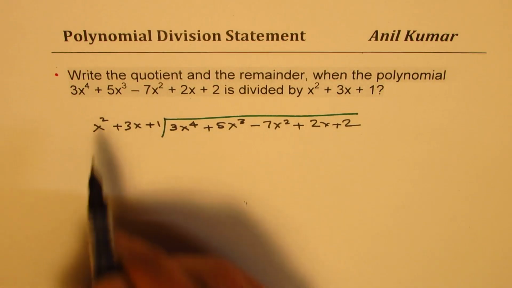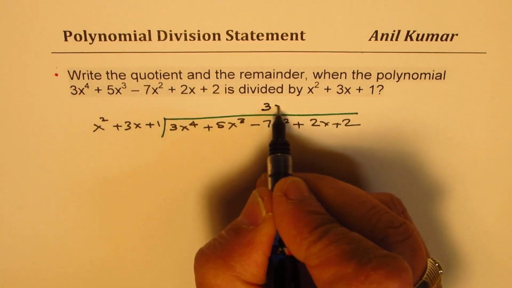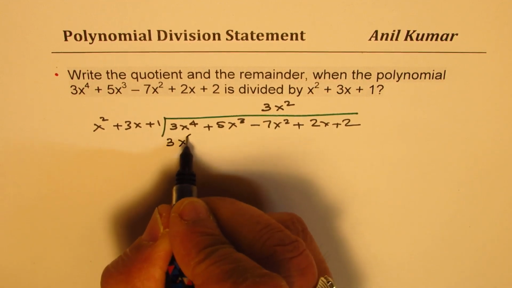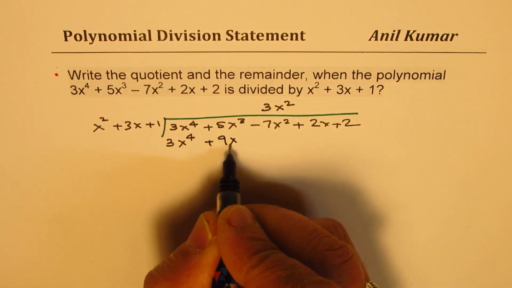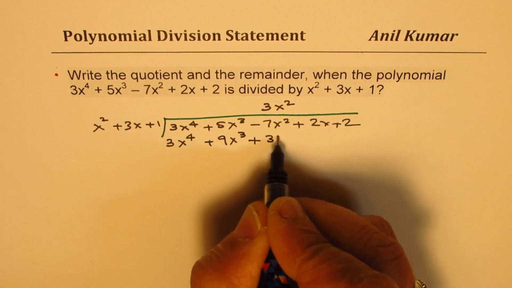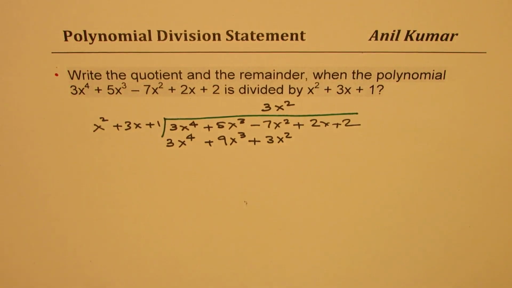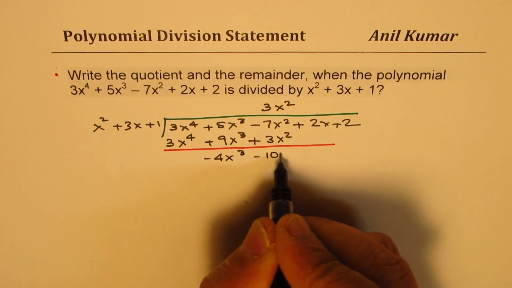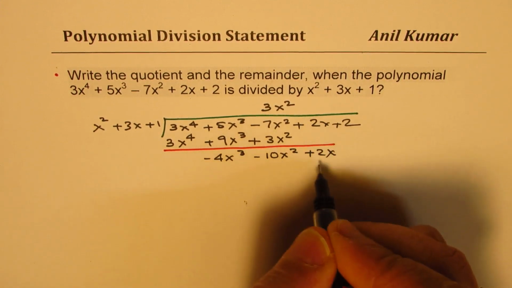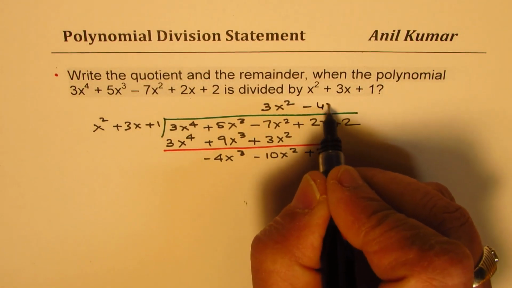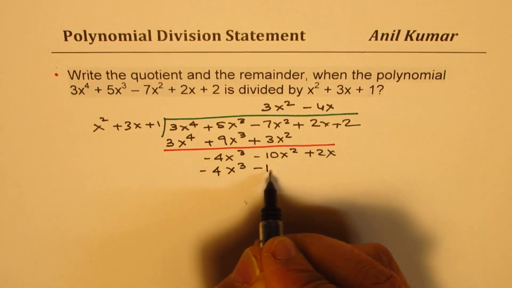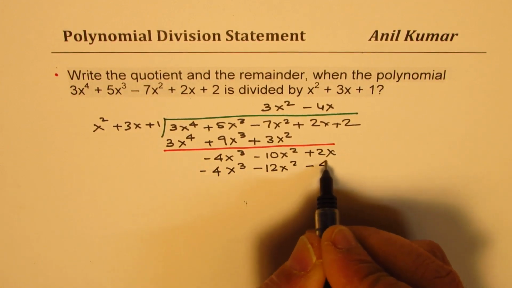X to the power of 4 means x squared 3 times. We are taking 3 terms, so we'll multiply and put our quotient there. So we get 3x to the power of 4 plus 9x cubed plus 3x squared, right? Now when you take away, what do you get? When you take away, you get minus 4x cubed minus 10x squared plus 2x. Bring down the next term. And so now we'll have minus 4x here, giving us minus 4x cubed minus 12x squared minus 4x.